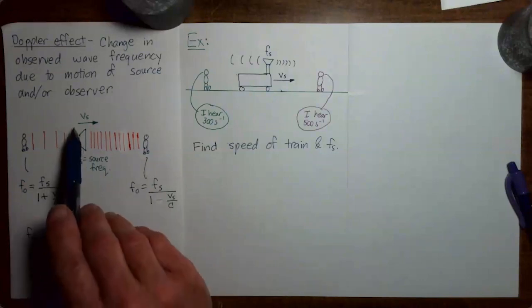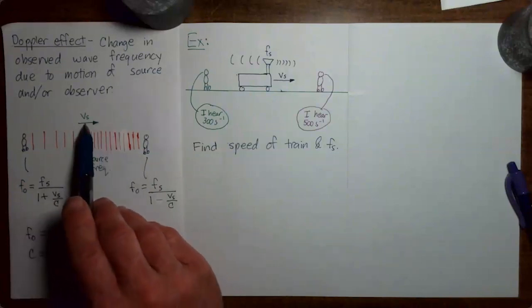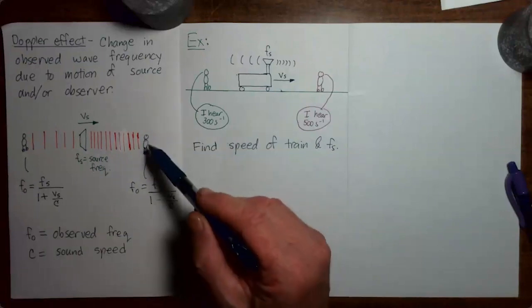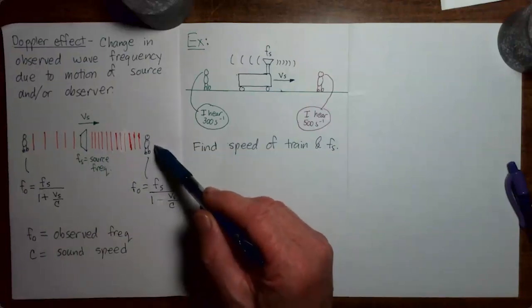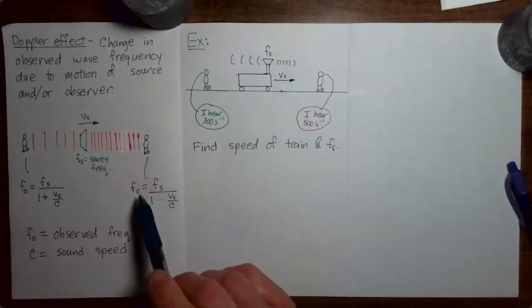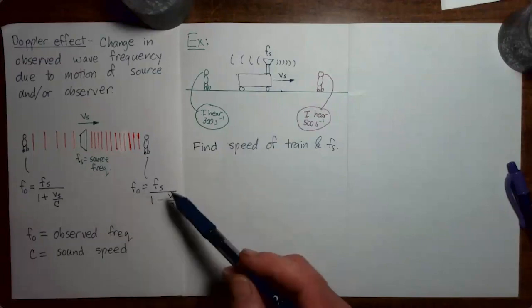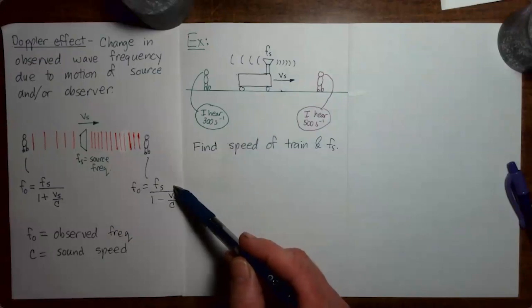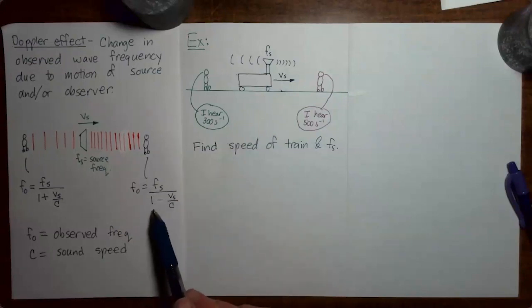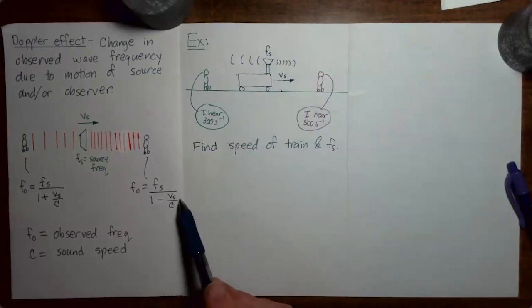Let's say that the source is moving to the right at a speed V sub S. And let's say that over here we have an observer who is just standing there. The observed frequency, or in other words, the number of compressions received per time, would be equal to the source frequency divided by the quantity 1 minus the source speed divided by the speed of sound.